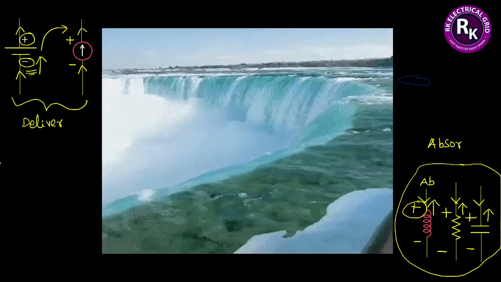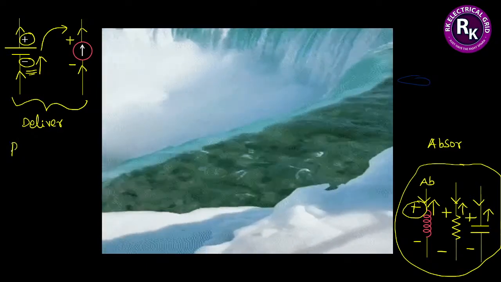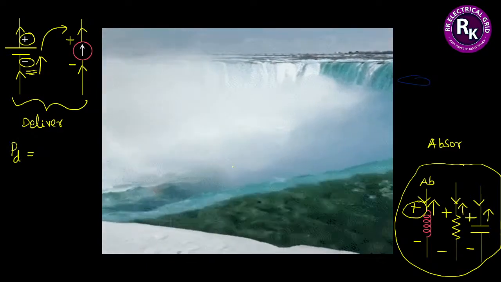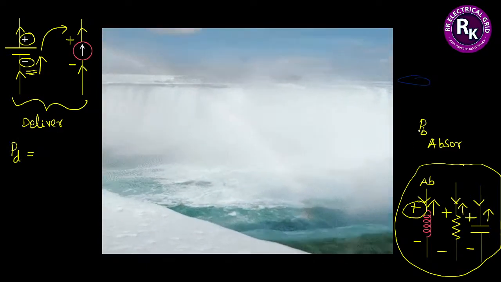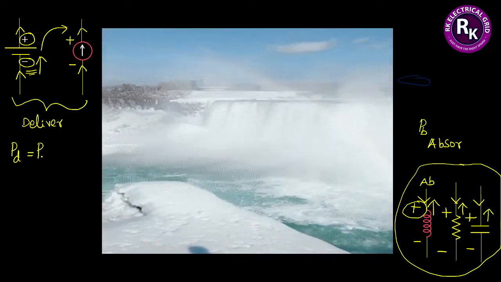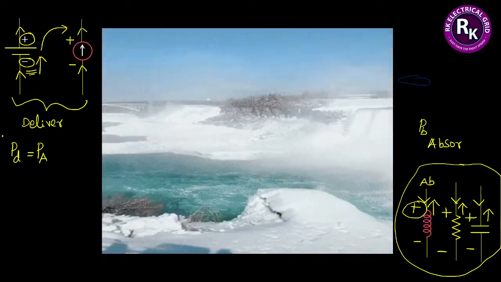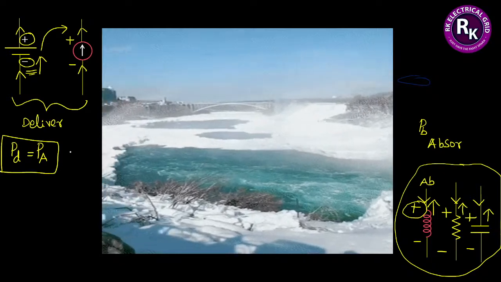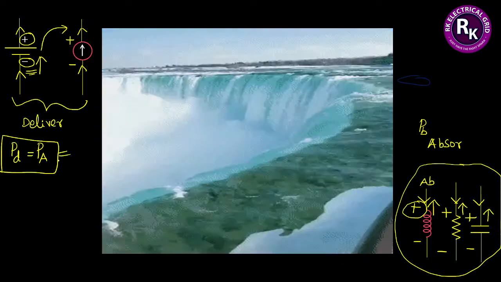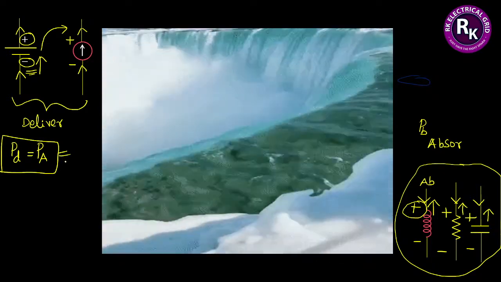And what we know, according to the energy conservation law, power delivered by the source will become equal to power absorbed by the loads. So we can simply match up: power delivered by the source and power absorbed by the load are going to be equal to each other, according to the energy conservation law. That is correct, exactly true.